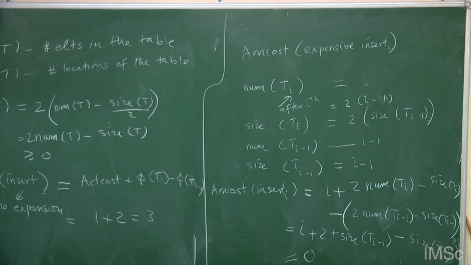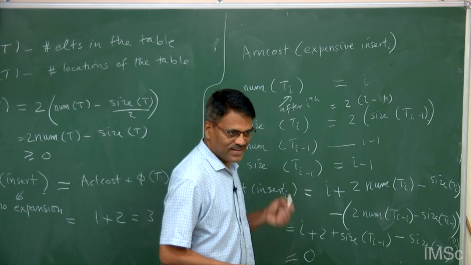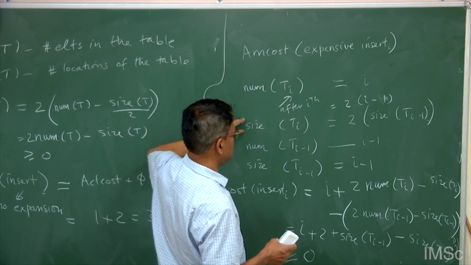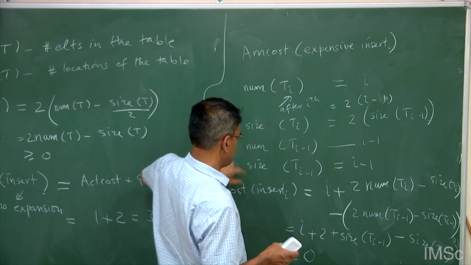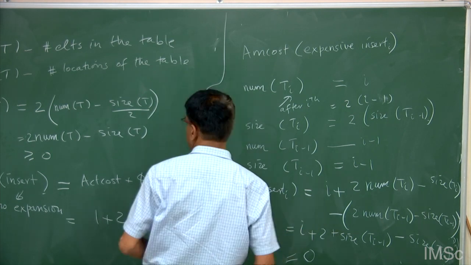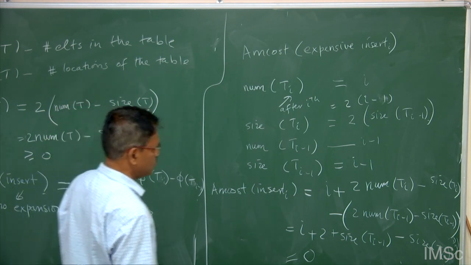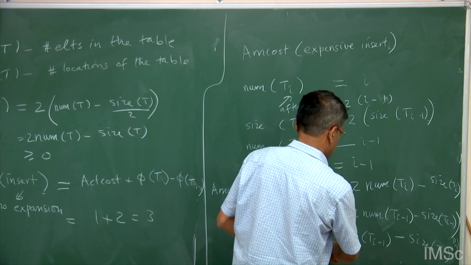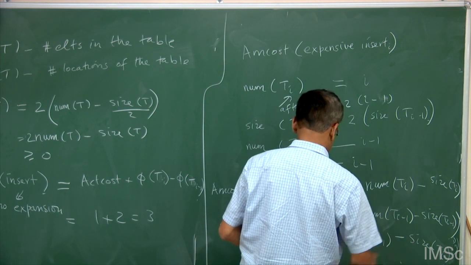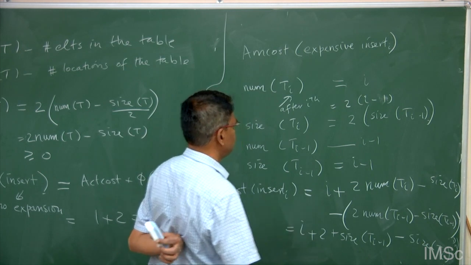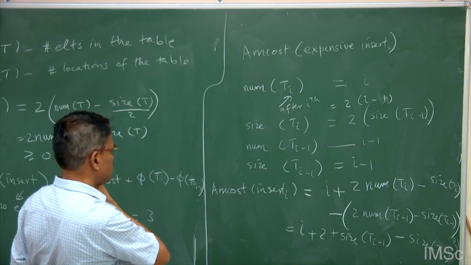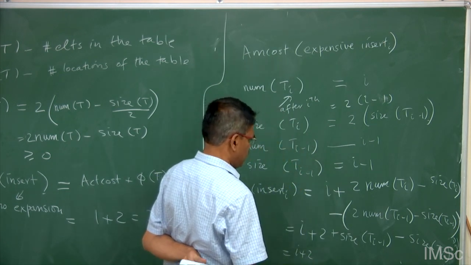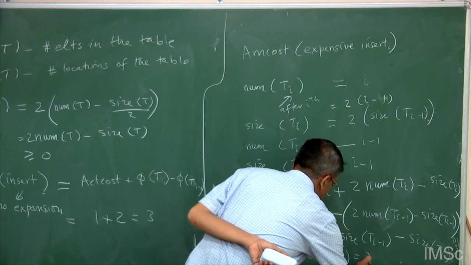3. Okay, unless I made some mistake. So number of elements in Ti after the ith insertion is i. Size of Ti is twice whatever it was, i minus 1. So the actual cost of insertion is i, plus I used this 2 num Ti minus size Ti. So this is 2 plus size Ti minus 1 minus size Ti. So that is 2 minus i minus 1, right? So that's actually 3. Okay.